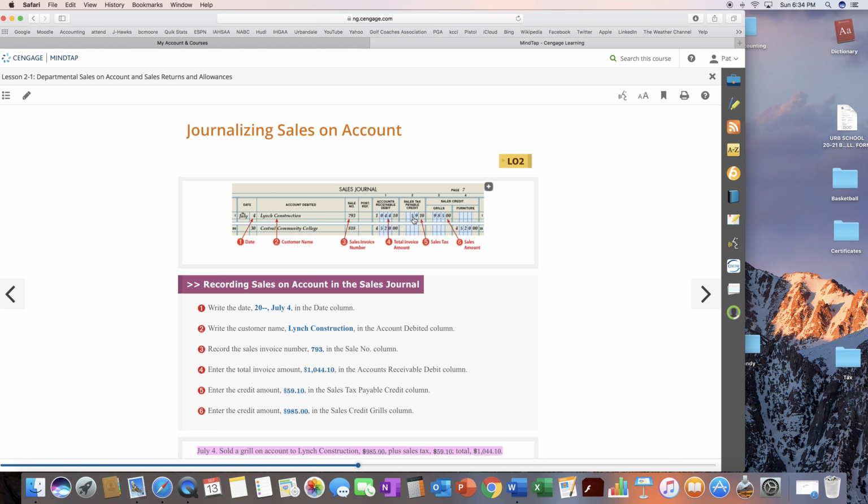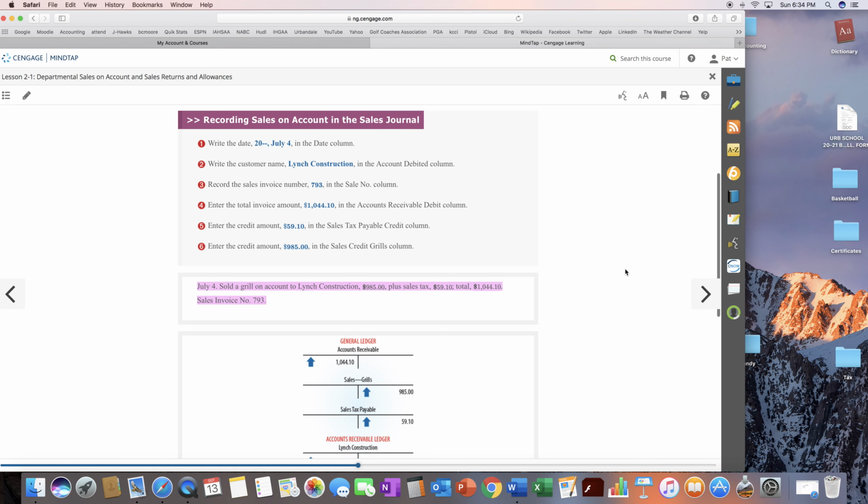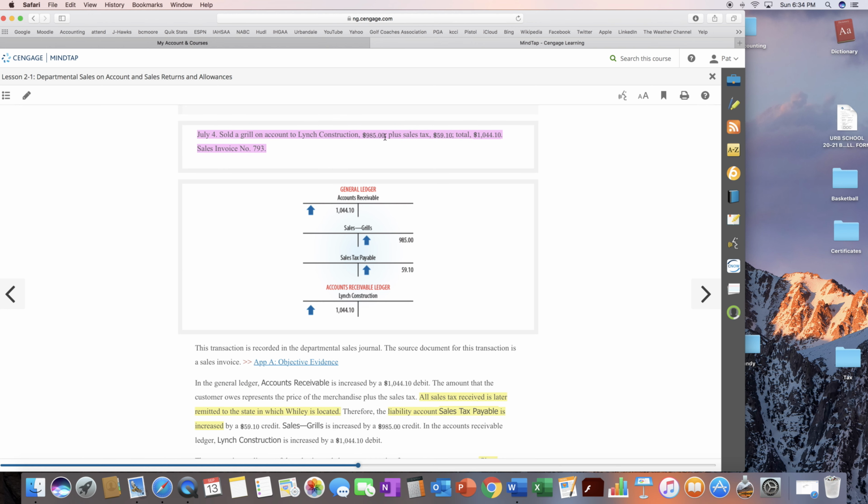You'll be recording sales tax payable credit. Our sales credit now has two different departments, the grills and the furniture. So the two credits should equal the overall debit that you will post to that account. And so that's what they're giving you here. They're giving you the number plus the tax, giving you the total.